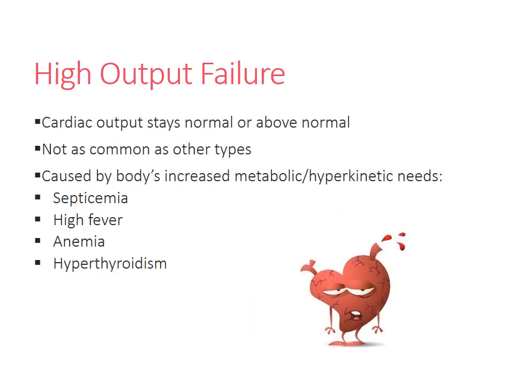In high output failure, heart failure can happen when the cardiac output remains normal or above normal, which is unlike the left and right-sided heart failure, right, where there's usually low output states. But in high output failure, it's caused by an increased metabolic need or hyperkinetic condition. So the demand from the body is just unusually high. Some examples would be septicemia, having a high fever, anemia, where the body has too few oxygen-carrying RBCs, so the heart has to work harder, and then hyperthyroidism. And in hyperthyroidism, we have an increase in the overall metabolism, so the demand is higher. And this type of heart failure is not as common as the other types.